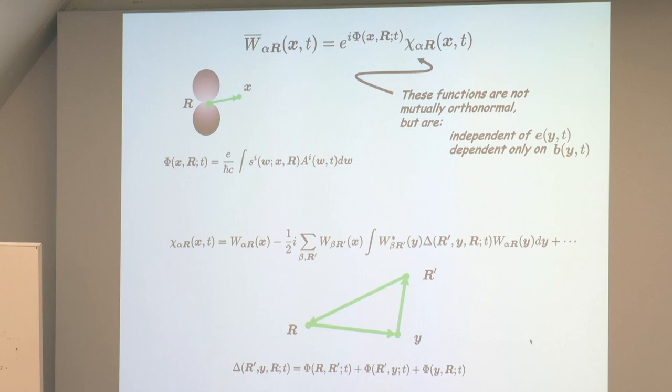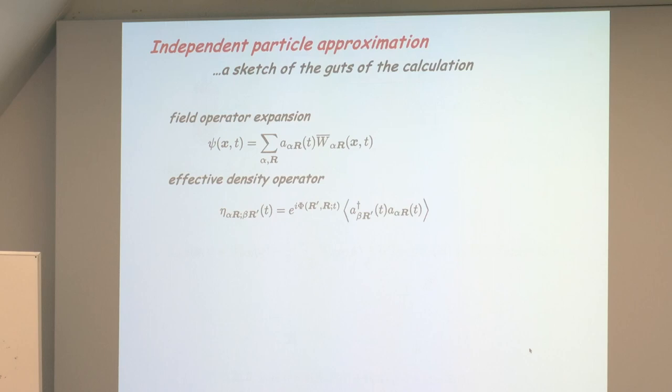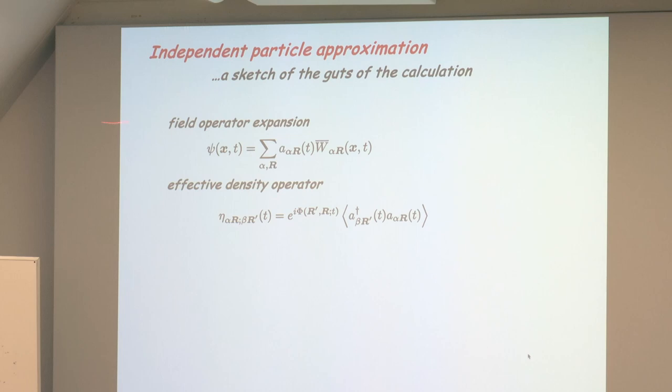Okay, so now let me just sketch out how the dynamics is going to work. This is a sketch of the guts of the calculation. So here's our field operator, which we're expanding in terms of these W bars. And I'm going to introduce an effective density operator that involves creation and annihilation operators at different types and different lattice sites. And this phase factor has to get thrown in there. How do you know that? Well, I can't tell you why this has to be in there. I just know it has to be because I want this thing to be gauge invariant in the electromagnetic sense. And it will be if I throw that phase factor in there.